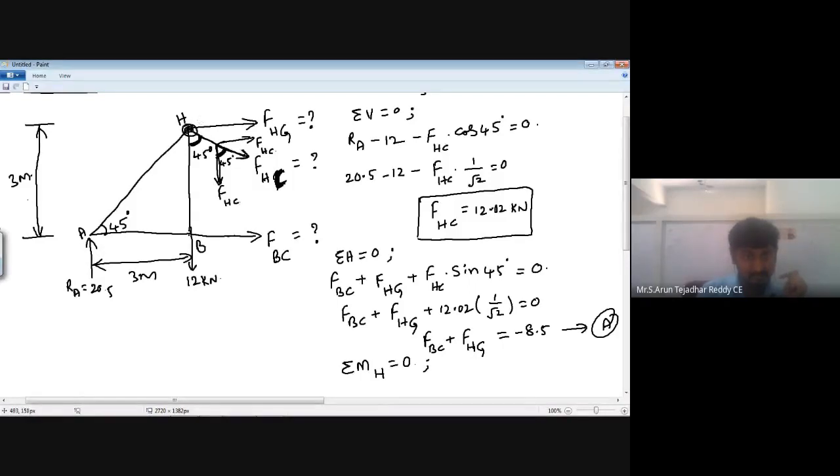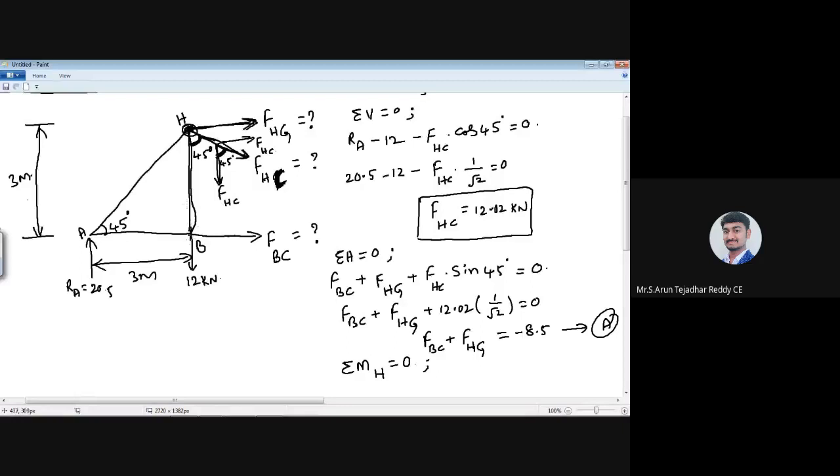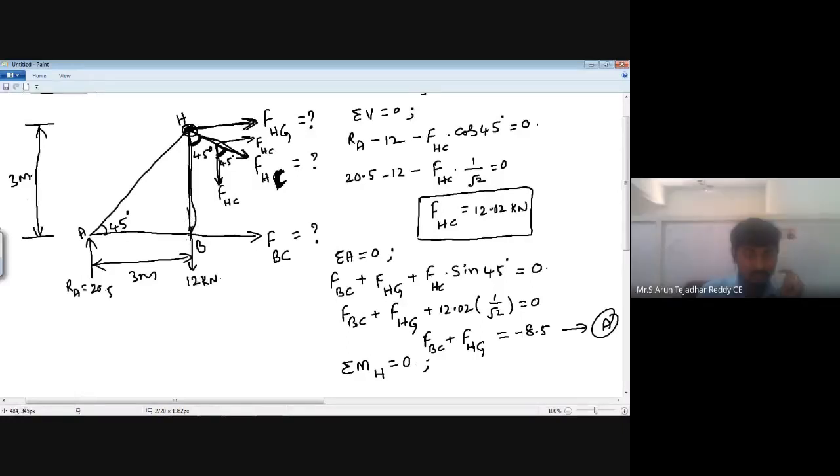It means FHG is passing through H, FHC passing through H, HB, HB. It means 12 kilonewton is passing through H. So all are 0 except these. You can take the remaining RA force and BC force.